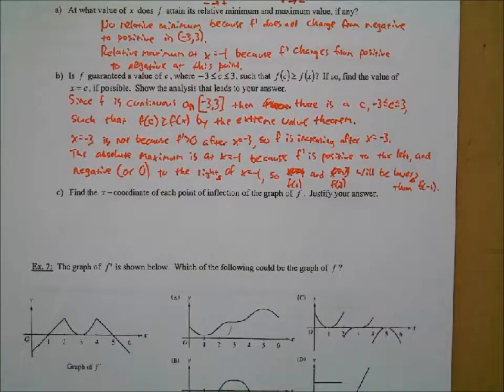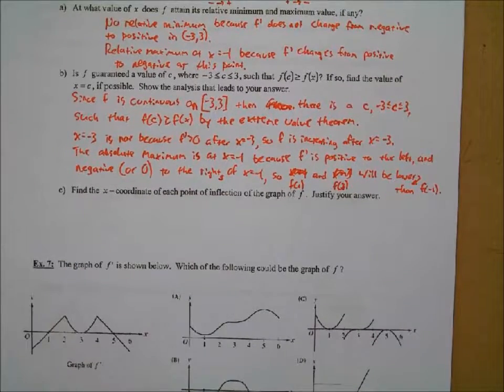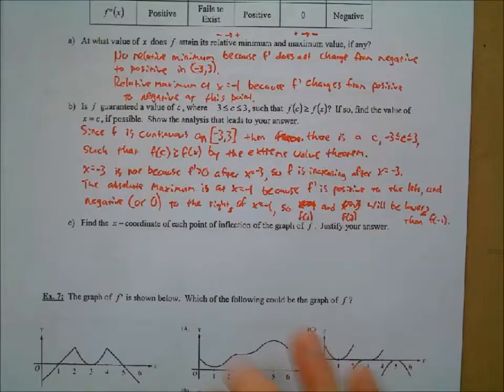These get really wordy, but you really got to show that you're considering all the possibilities and eliminating or choosing from those different possibilities there. Okay. Letter C. Find the x-coordinate of the point of inflection for the graph of f. Justify your answer.